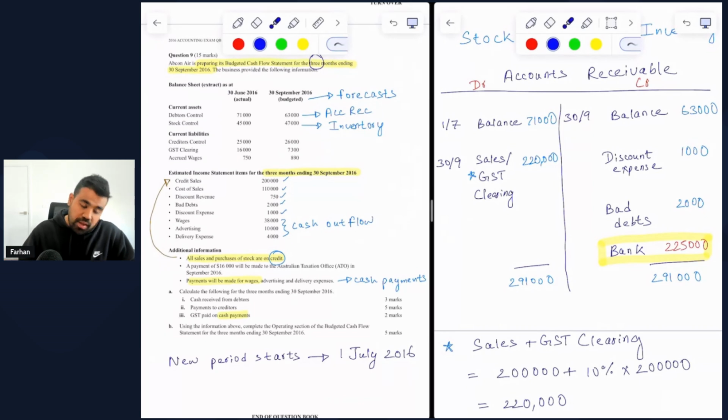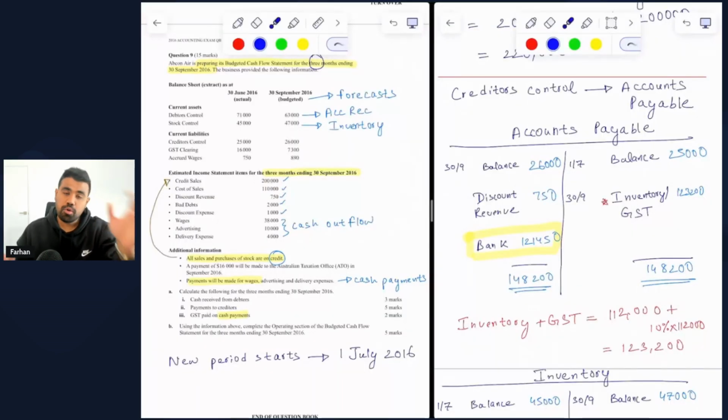So that is why within the accounts receivable ledger account on the credit side, you will see the bank of 225,000 that we have found, and that is the cash we have received from debtors for the 3 months ending 30 September 2016.